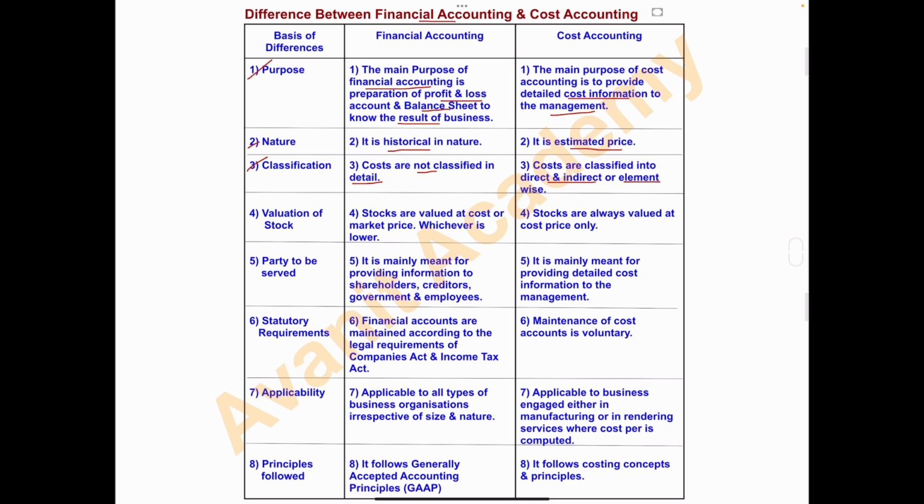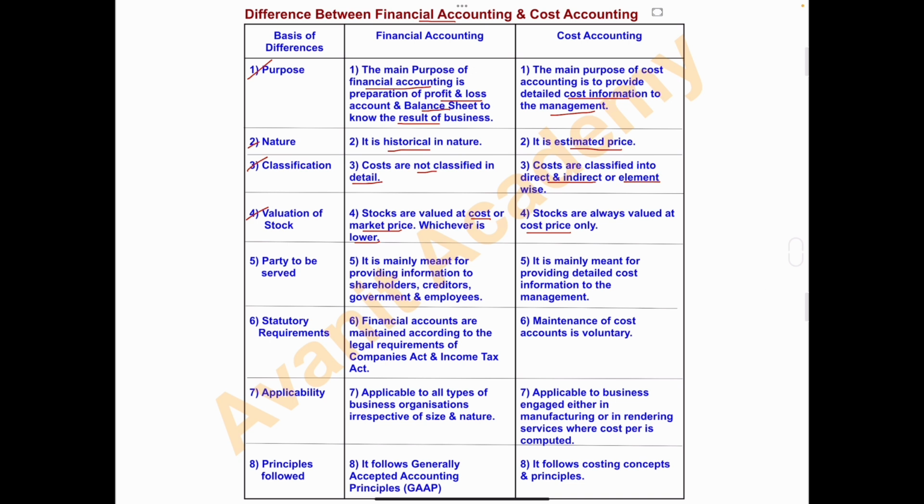So this classification of cost you will study in next chapter, that is unit 2, classification of cost. Fourth one is valuation of stock. In financial accounting, stocks are valued at cost price or market price, whichever is lower. But here in cost accounting, stocks are always valued at cost price only.